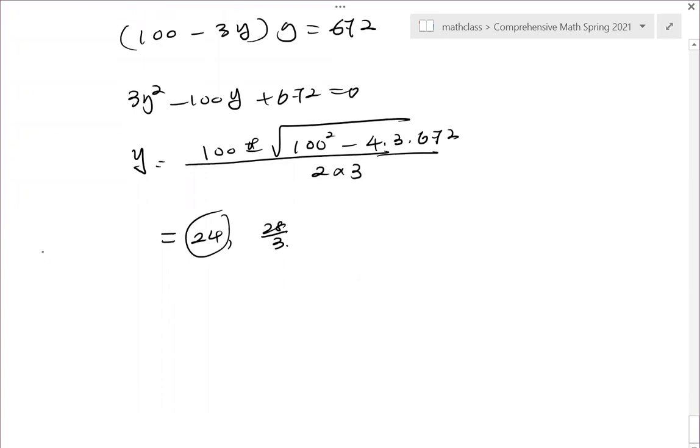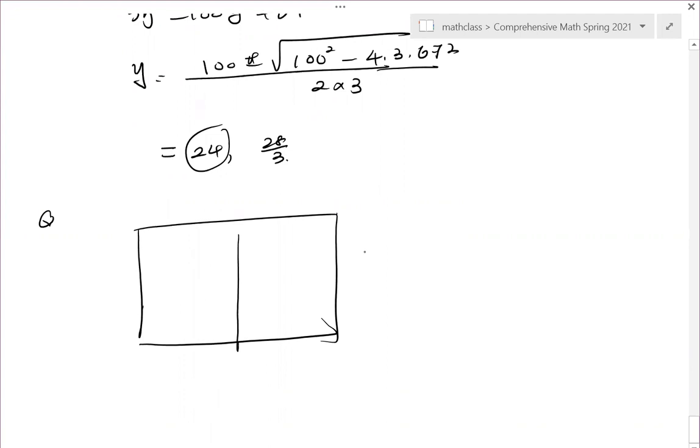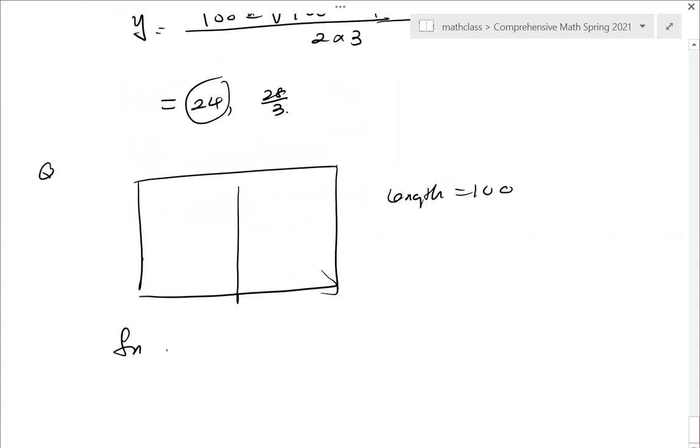Now, if we do not assume the area, what I'm trying to say is that the length of the fence is going to be 100. That's fixed. Find the dimensions. So that means this is X, and here is Y. Find the dimensions X and Y such that the total area is maximum.